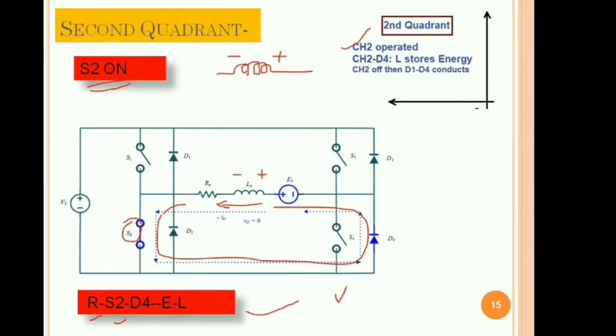There is no voltage. The output voltage is 0, since it will be acting as a short circuit. So the output voltage is 0. Now, do remember this in this mode of operation, the direction of the current flow is opposite to the reference.